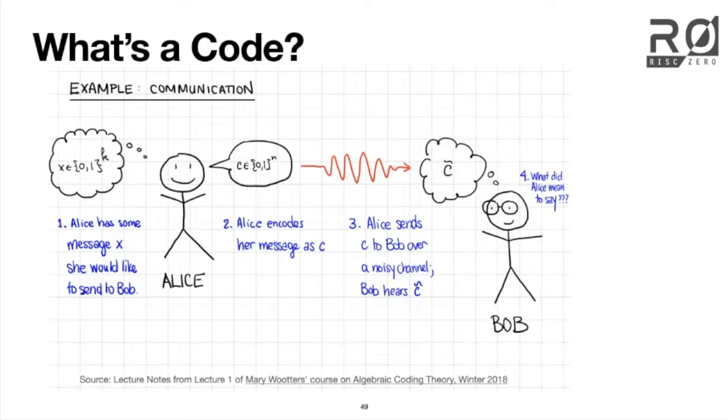So here's that in a diagram. Alice is thinking of some string of zeros and ones. Alice encodes the message. Alice sends it with some potential noise, and Bob receives it and wonders about what that original message was.